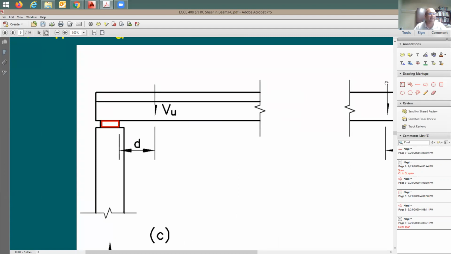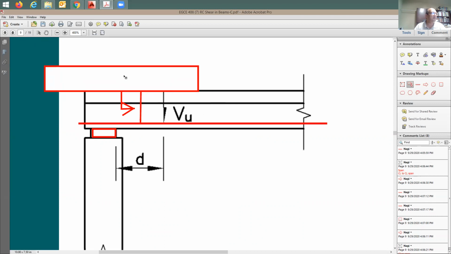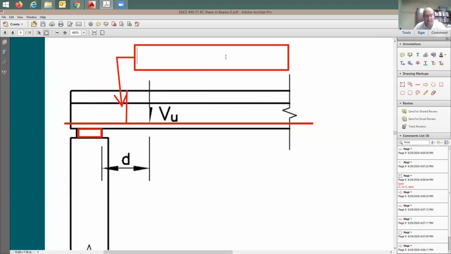Now, what is D in this case? D in this case is going to be the distance from the top compression of the beam to the tension rebars. So I'm assuming here the tension rebars is going to be right here, running like this. And this one here is going to be D distance. I may point at it here and just call it D distance, the depth.